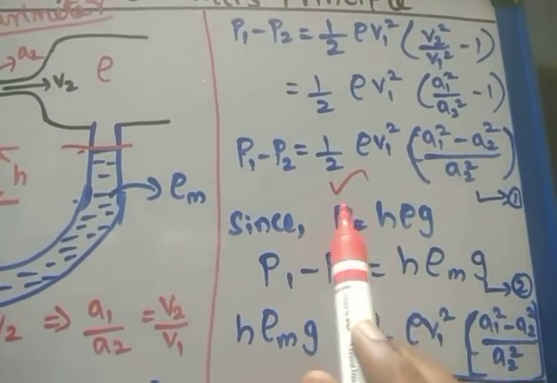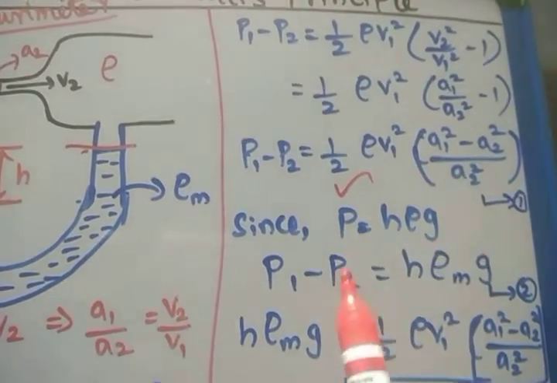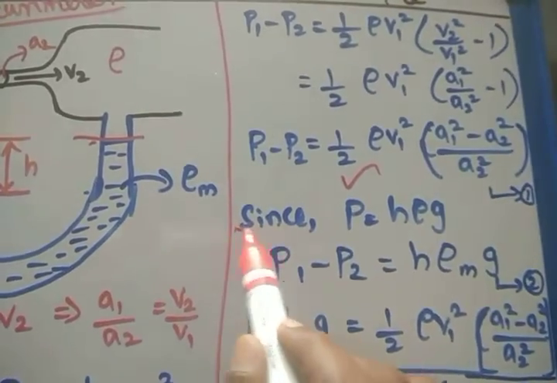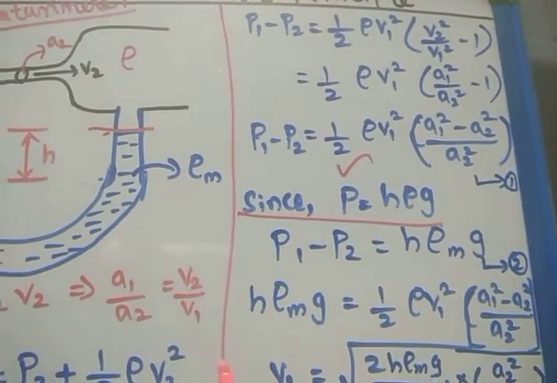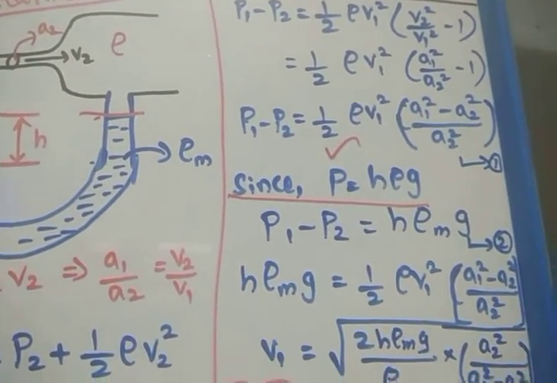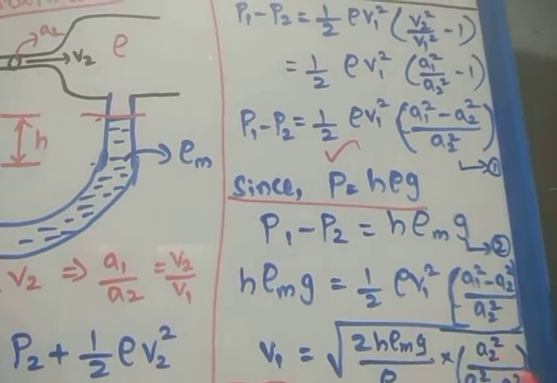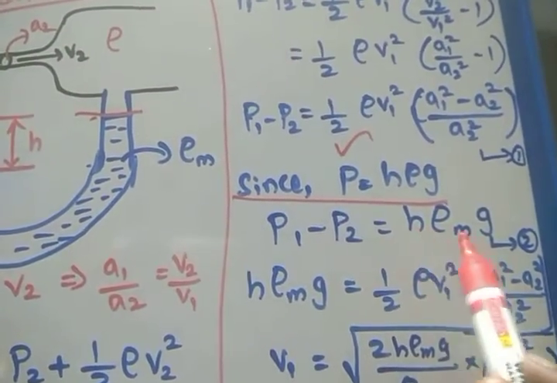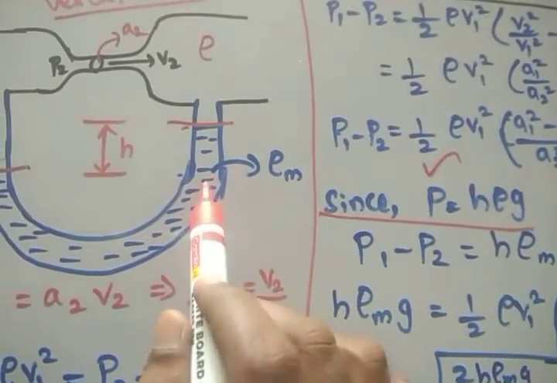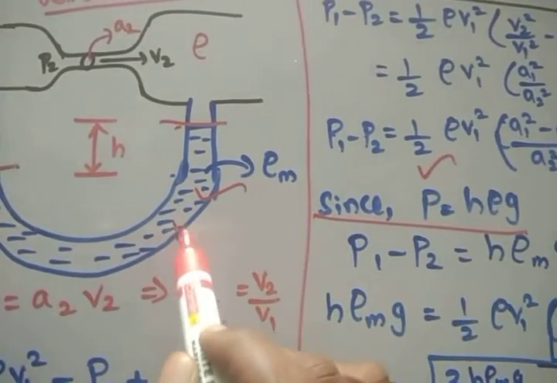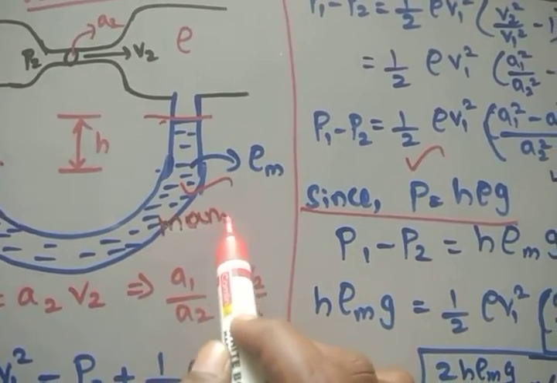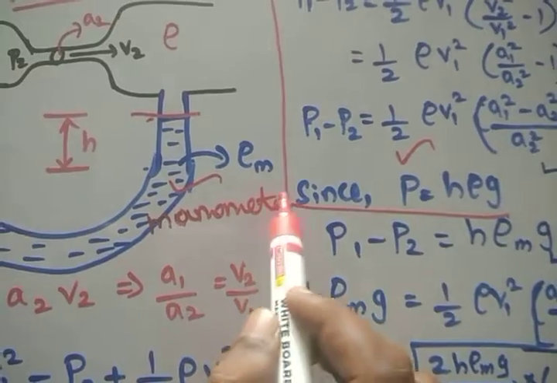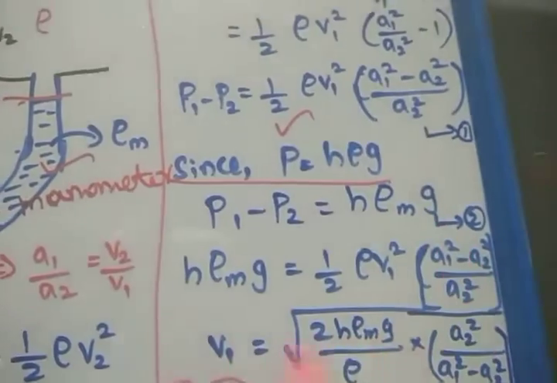By using this equation we can calculate the velocity. How? We already know that the pressure due to gravity is P equal to H rho g. Here the pressure difference is P1 minus P2, so P1 minus P2 is equal to H rho g, where rho is the density of this liquid. This is called a manometer. So it is the manometer liquid density times g.